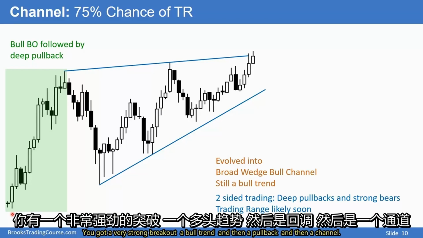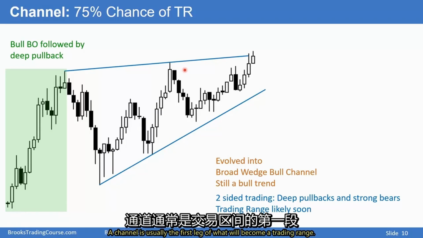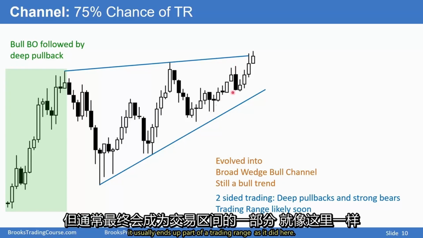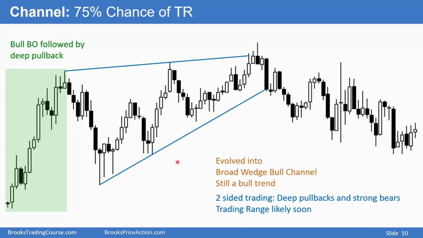The channel is probably soon going to transition into a trading range. Remember the market cycle: you get a very strong breakout, a bull trend, and then a pullback, and then a channel, and the channel usually evolves into a trading range. A channel is usually the first leg of what will become a trading range. Even though it's still part of the bull trend, it usually ends up part of a trading range, as it did here.